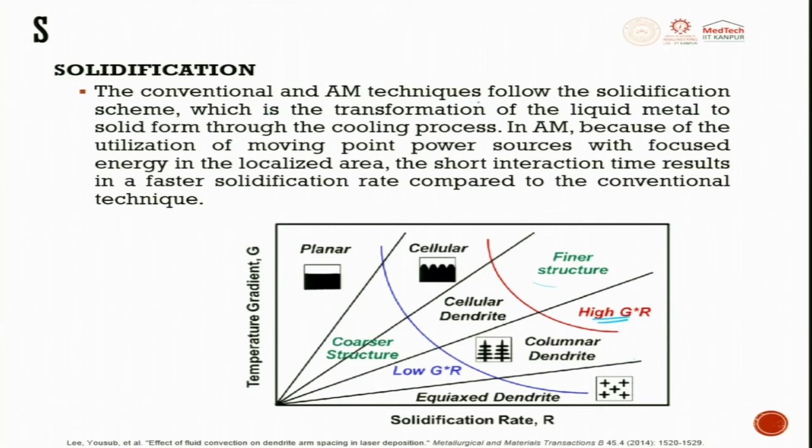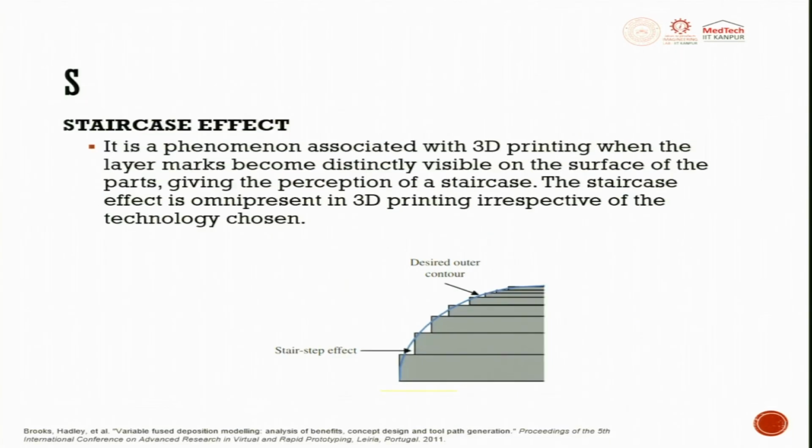The conventional and additive manufacturing techniques follow the solidification scheme, which is the transformation of liquid metal to a solid form through the cooling process. Solidification means converting from liquid to solid.